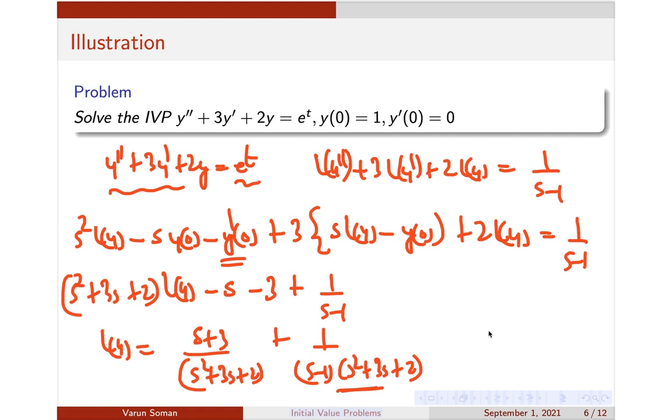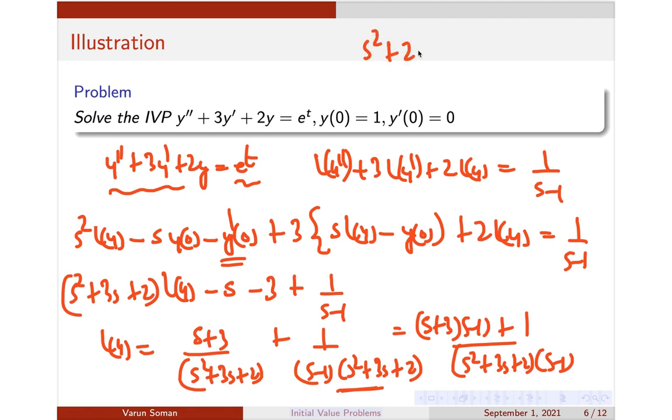If you take the LCM, it will be s plus 3 into s minus 1, plus 1 by s square plus 3s plus 2 into s minus 1. When you multiply, you'll get s square plus 2s minus 3 plus 1, so s square plus 2s minus 2. Again the denominator will have s minus 1, and similarly you can split it into s plus 2 into s plus 1. So this is your L of y here.